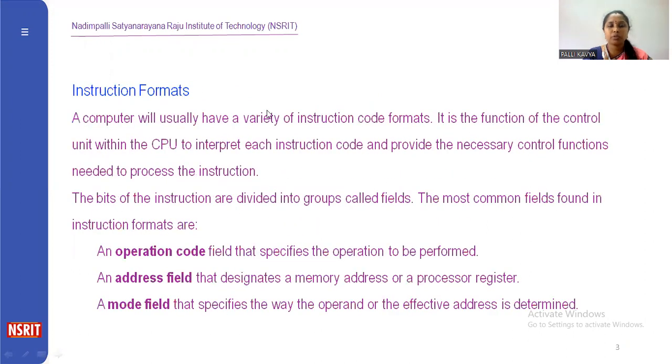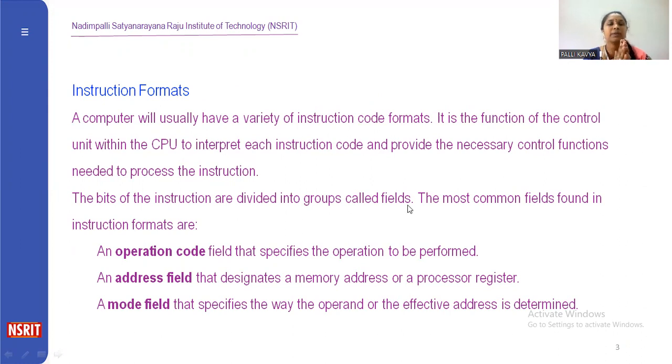A computer will usually have a variety of instruction code formats. So we are seeing that there is a different type, a sequence of micro operations. Like that, there will be a variety of instruction code formats. It is the function of the control unit within the CPU to interpret each instruction code and provide the necessary control functions needed to process the instruction. The bits of the instructions are divided into different groups called fields.